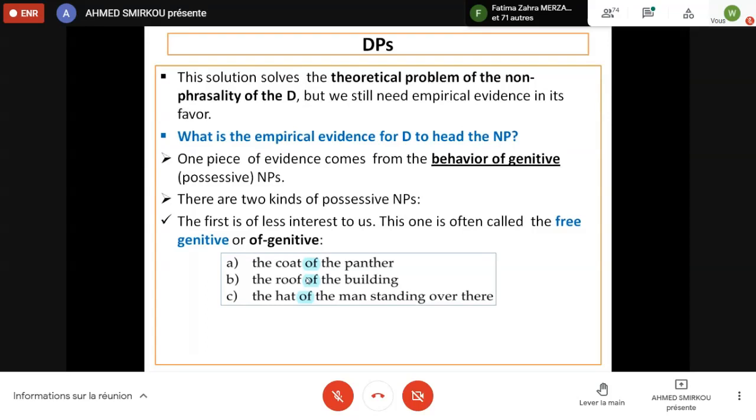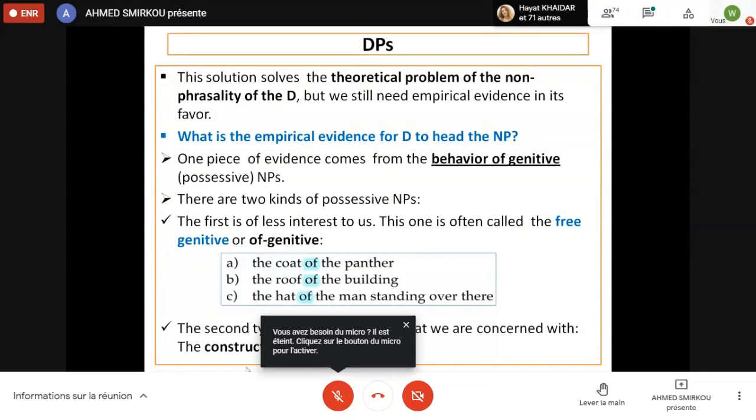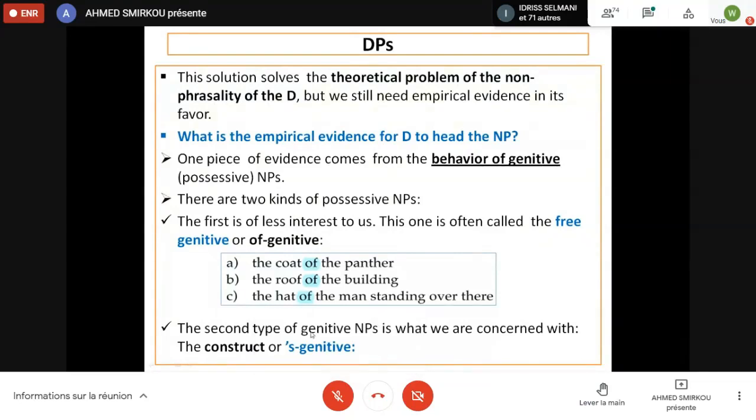This is one genitive form. We use of to say that something belongs to somebody, the book of John. This is called the free genitive, or of genitive. It is free because it stands alone. It is independent, unlike the second one, which is the possessive S or apostrophe S genitive. The second type of genitive NP is what we are concerned with. It is called the construct or apostrophe S genitive, or possessive S.